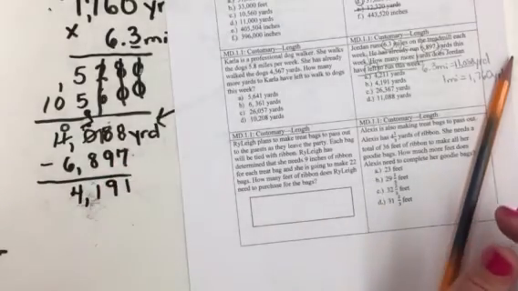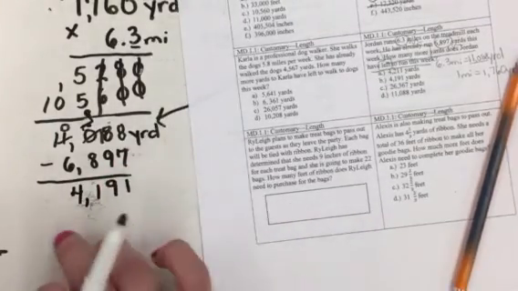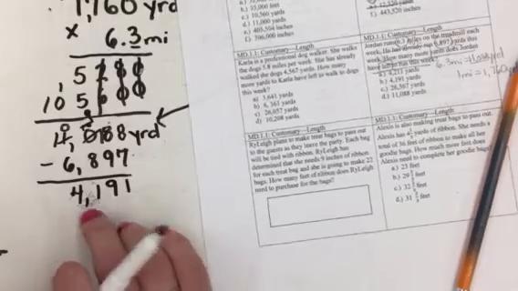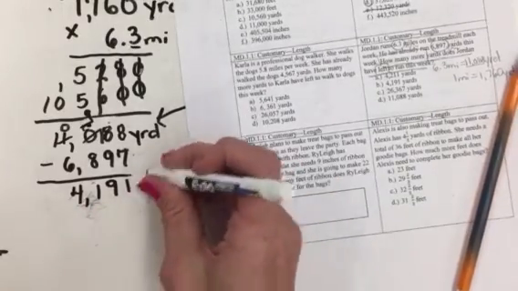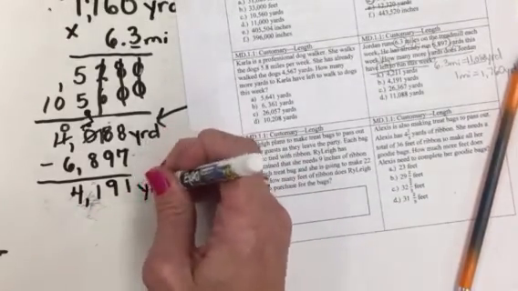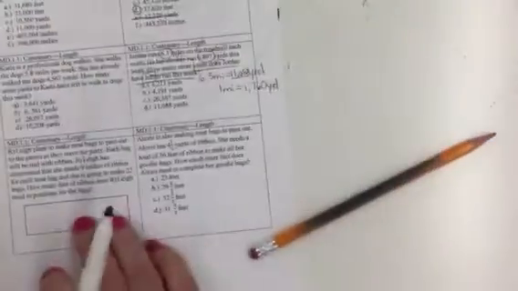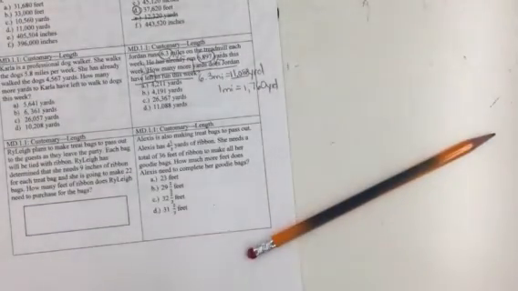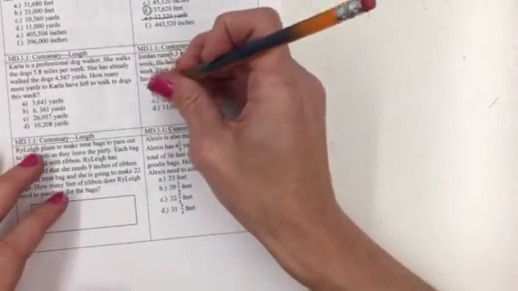So when I subtracted that, I see that he has still left to run 4,191. And again, my unit was in terms of yards. So going back to my question, do I have that answer? Yes, I do. And there it is, B.